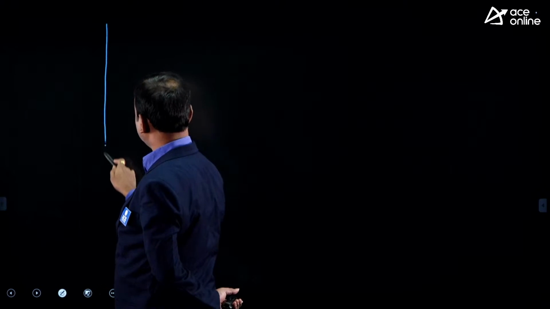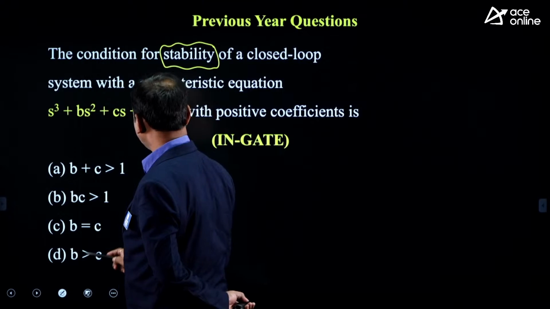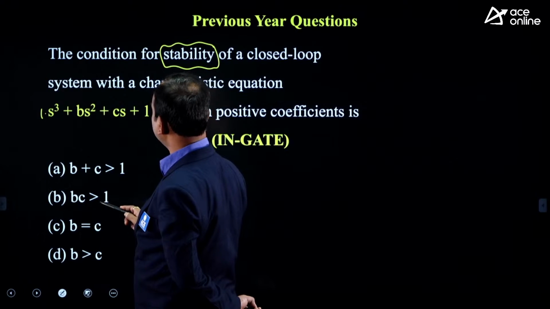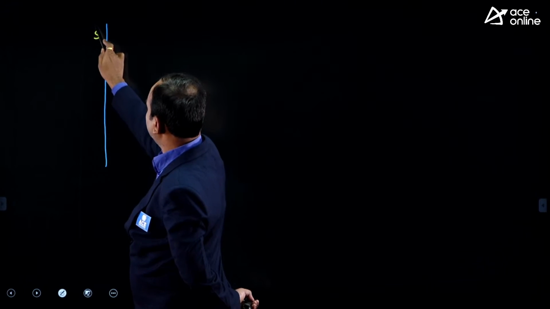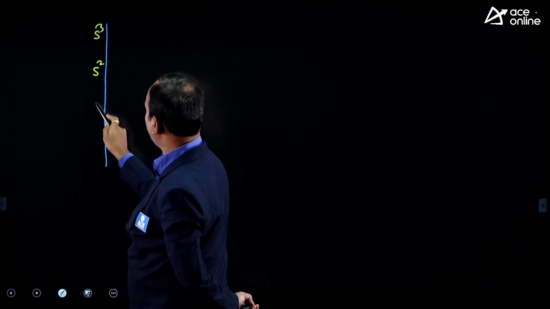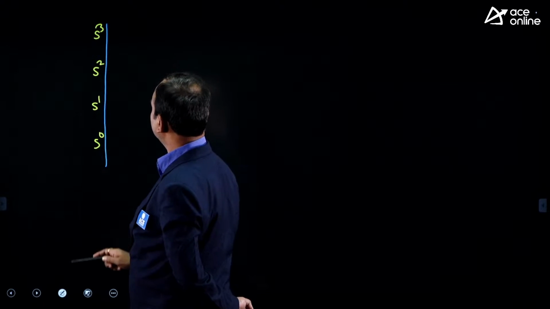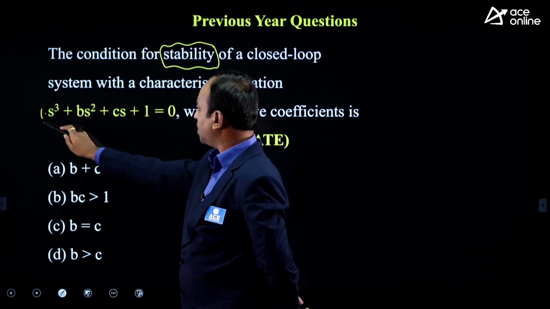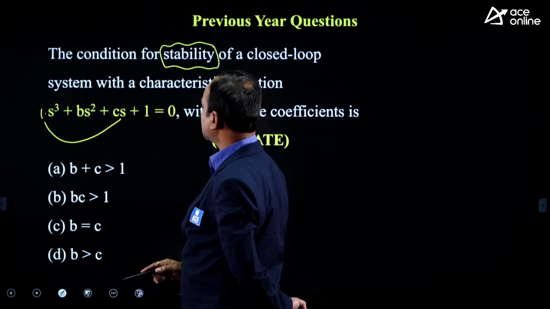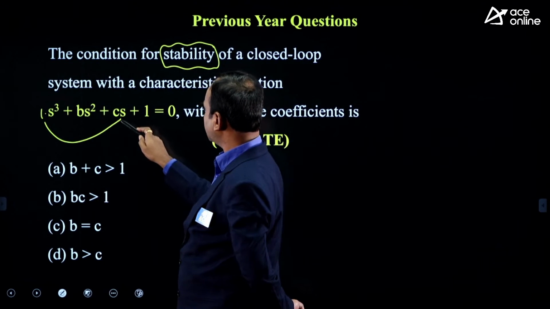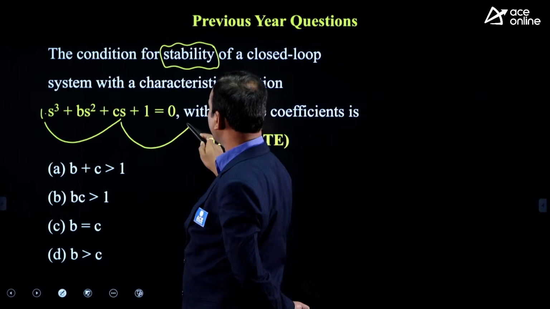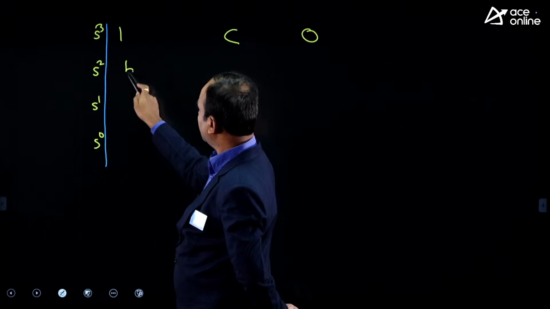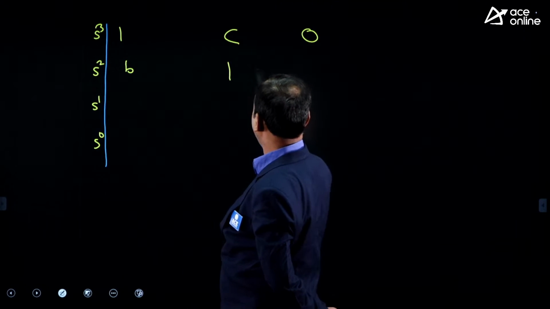Now I am taking the RH method here, the tabular column. First, the coefficient of S cubed is 1, so I am writing 1. The alternate element after 1 is C, the S coefficient C. Then after this, the alternate one, odd position, is 0. Even position is B, the S squared coefficient B, and after B, next to it, 1 at the end.